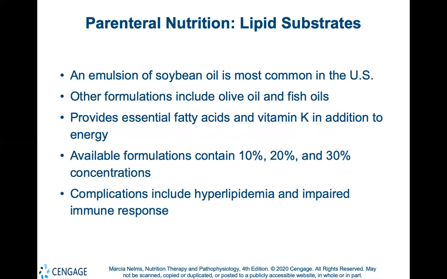The intravenous lipid emulsion has been among the parenteral solutions available in the US since 1972. Other sources of lipids that contain fewer total omega-6 fatty acids and more omega-3 fatty acids have been developed, but were unavailable in the US until 2013. These products provide essential fatty acids and vitamin K in addition to energy. Available in formulations containing 10, 20, and 30% concentrations. Complications include hyperlipidemia and impaired immune response.